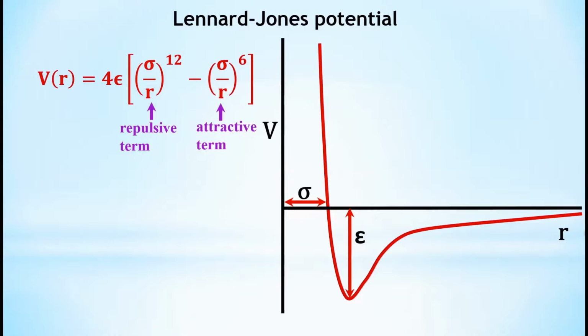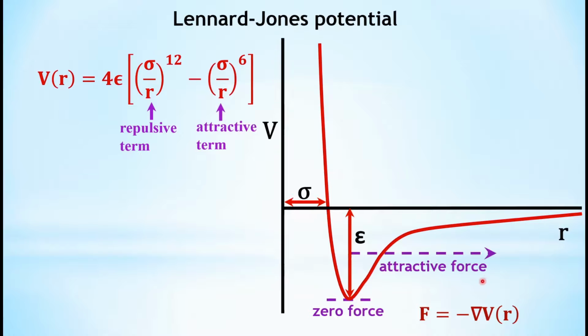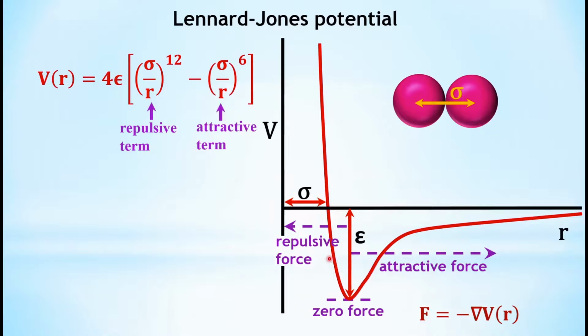At distances less than sigma, potential will become positive and the forces between the particles will be too high and repulsive. Force is minus gradient of potential, so this will be the point of zero force, since here the change in potential is zero. On the right side there will be attractive force, and if the distance is decreased, then the particles will experience repulsive force. Suppose these are the two particles and this is the minimum that they can come together. So sigma is the center to center distance. Or in other words, we can also say that sigma is the diameter of the molecules or particles.